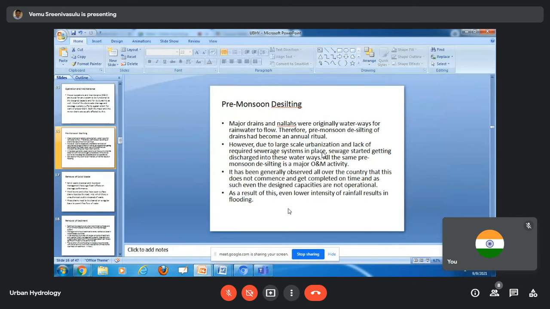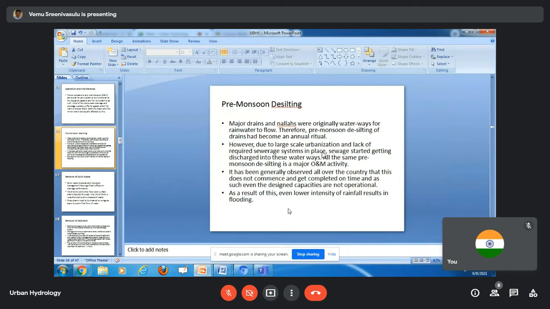So, pre-monsoon desilting. Major drains and nullas were originally waterways for rainwater to flow. Therefore, pre-monsoon desilting of drains had become an annual ritual. Every year before monsoon, you have to do the desilting, right? However, due to large-scale urbanization and lack of the required sewage system, sewage started getting discharged into these waterways. All the same, pre-monsoon desilting is a major operation and maintenance activity.